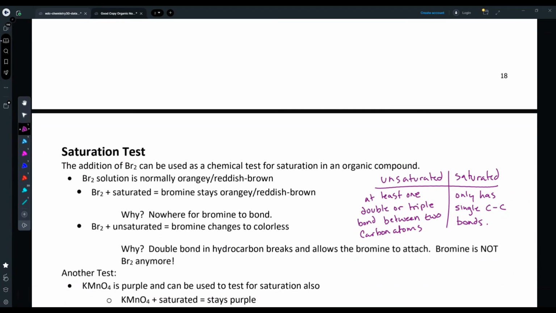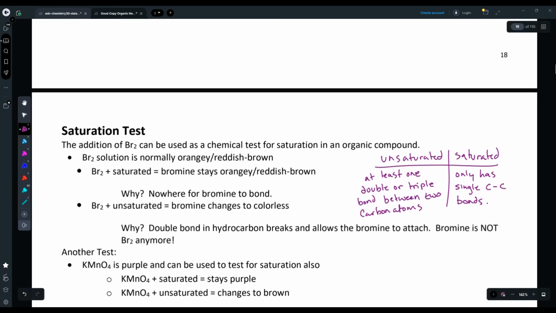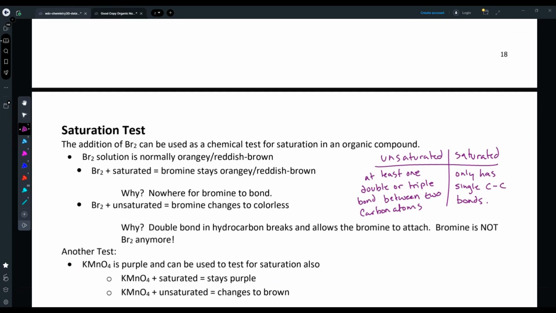And there's two versions of this test. One that uses bromine and the other one which uses potassium permanganate. So in the first one, which uses bromine, you can use it to do the saturation test, and normally bromine is an orangey or dark reddish brown color, and when bromine is mixed together with a saturated organic compound, the bromine is going to stay this orange or reddish brown color.